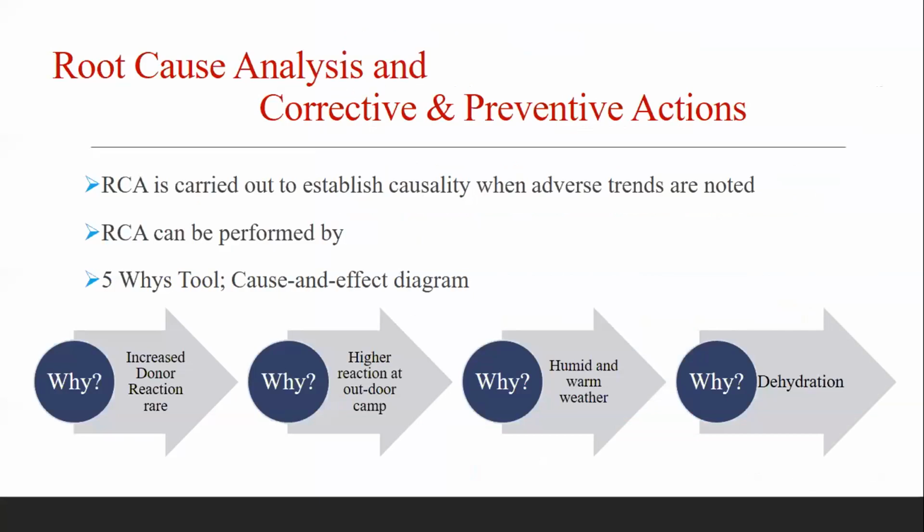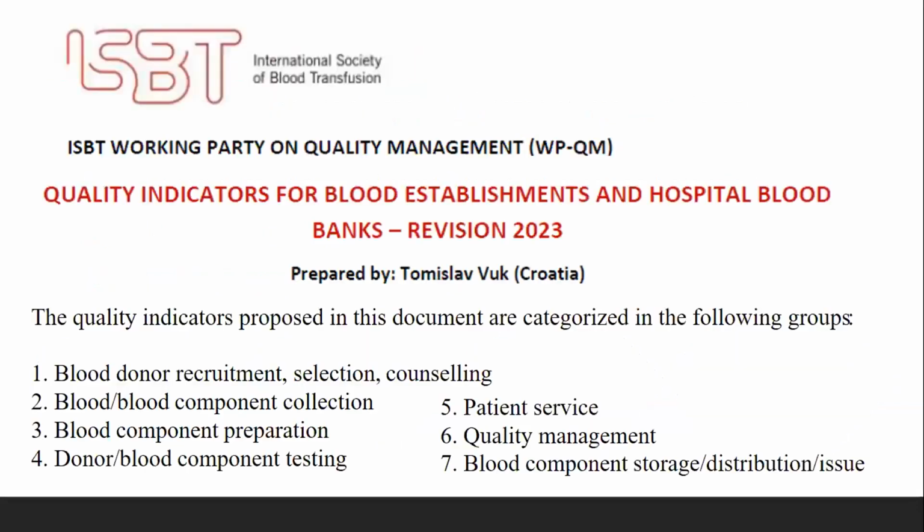Yes. Further, when we identify the deviation, we need to proceed with root cause analysis and the corrective and preventive action. And this can be done by the 5 Why technique, as I mentioned here, or the cause and effect diagram. In the 5 Why technique, we keep on asking why questions. For example, if we have noted increased donor reactions, why? It could be due to high reactions at the outdoor camps, but why? It could be due to the humid and warm weather outside. Why? It may be due to dehydration. So this is how we come to a conclusion by using the 5 Why technique.